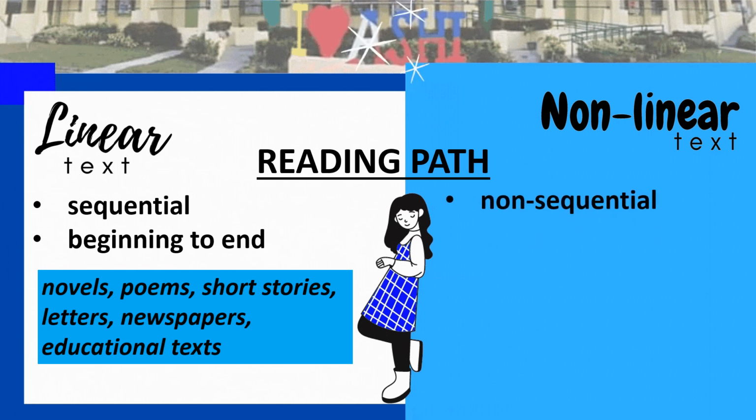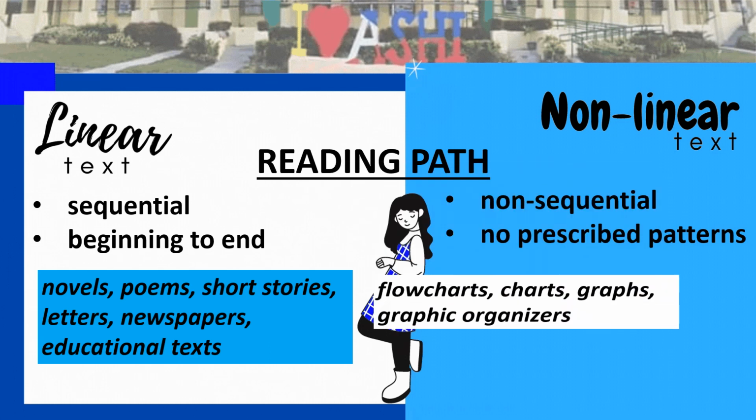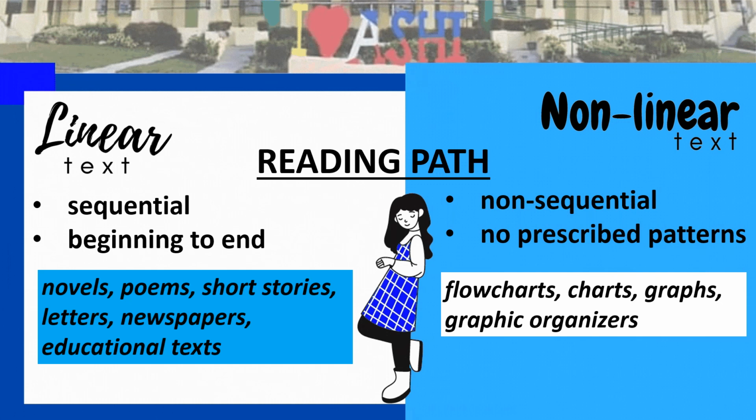A nonlinear text, on the other hand, is non-sequential. This means that the readers, not the author, decide how the text is to be read, without necessarily following a prescribed pattern. The most common examples of nonlinear texts include flowcharts, charts, graphs, and graphic organizers. Now, you are ready to answer and complete your learning tasks.